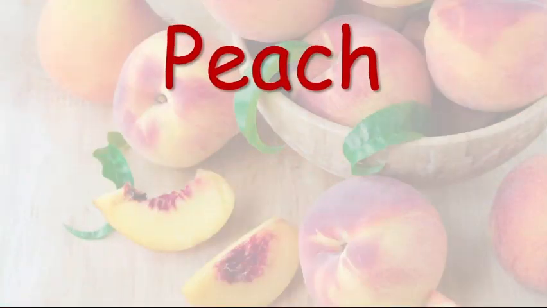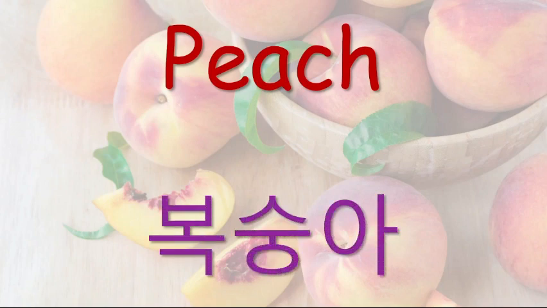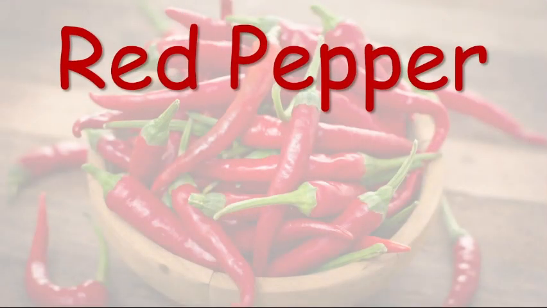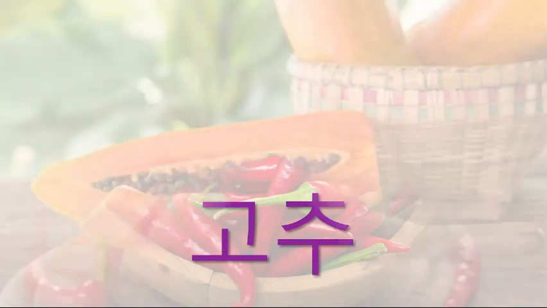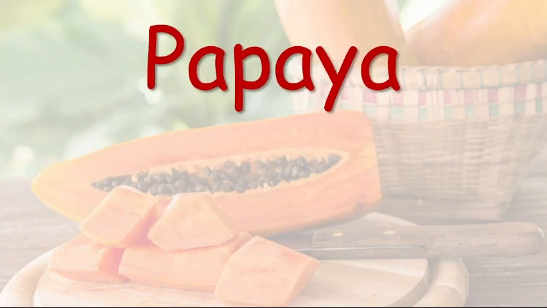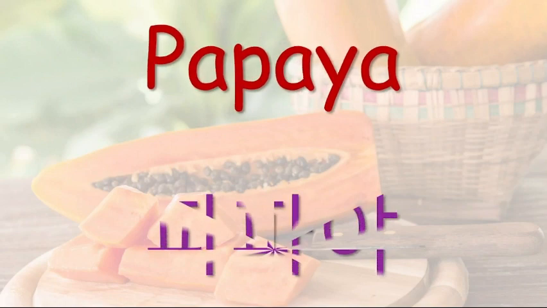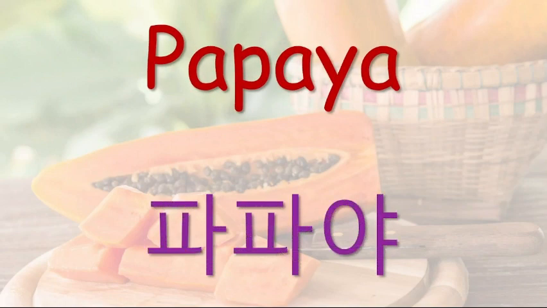First one is the Korean word for peach, and that is 복숭아. Okay, now let's see how to say red pepper in Korean language, and that is 고추. Next comes the Korean word for papaya, and that is papaya.